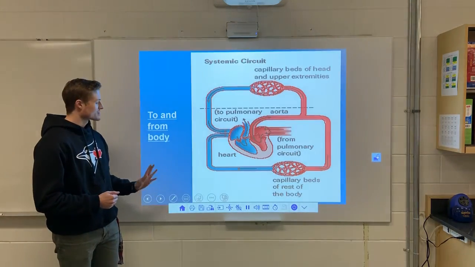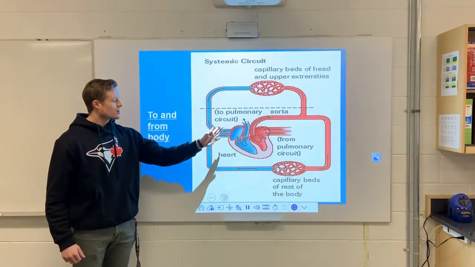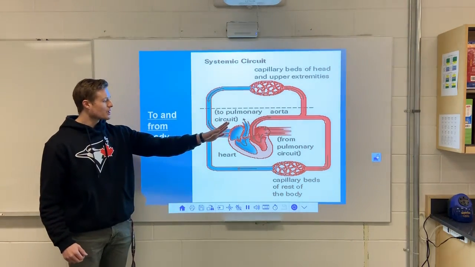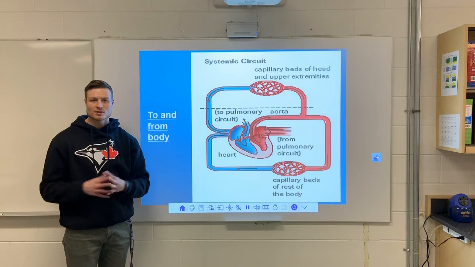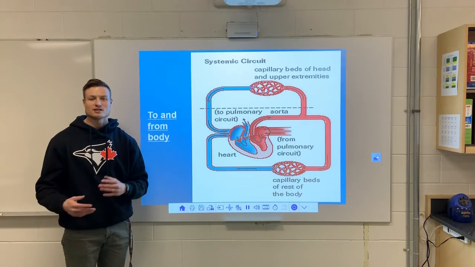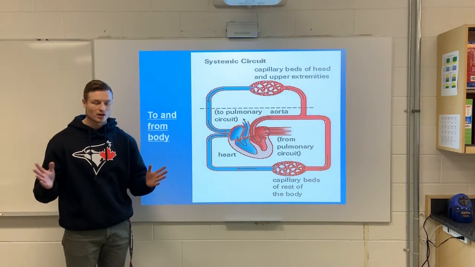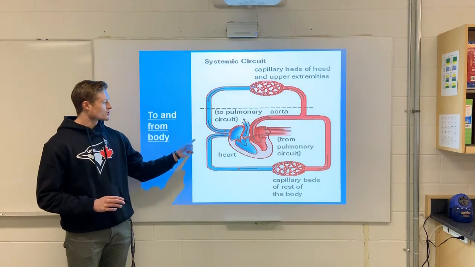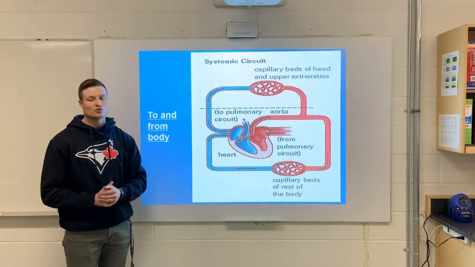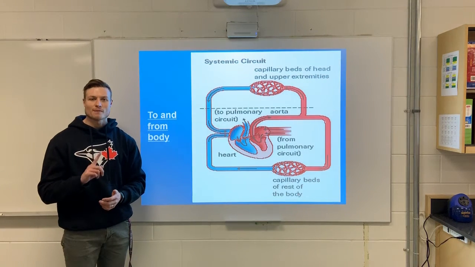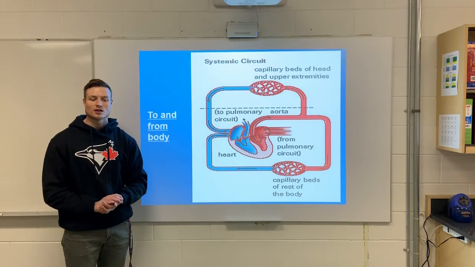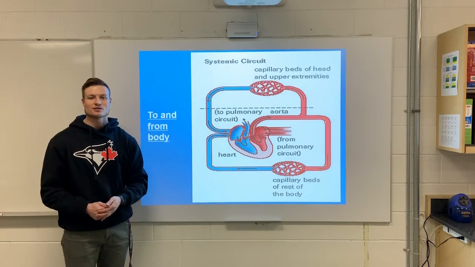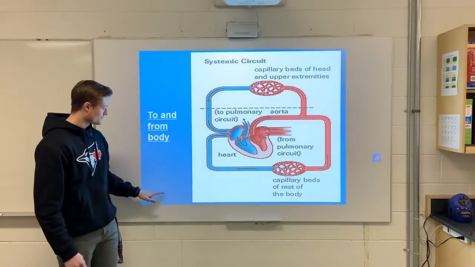Then when we look at our systemic circuit, we'll see the oxygenated blood pumped to the body, various capillary beds throughout the body, in your kidneys, in your digestive system, all throughout your body. And then the deoxygenated blood is then returned to the heart to the right side. Remember, arteries always carry blood away from the heart, and veins always carry blood towards the heart.